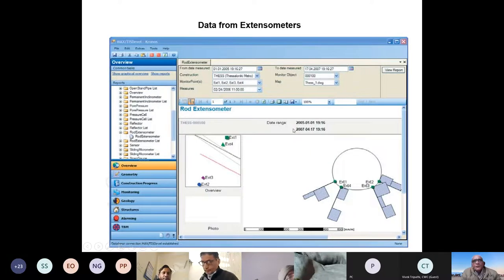So on one click of the mouse, it will give you an overview. It will tell you where the extensometer is mounted. It will give you the data from the extensometer. It will make blocks here. It will say here displacement is less, here displacement is more. So you get a very good pictorial idea of the structure as to what is being seen by the extensometer. You can see it very easily here.